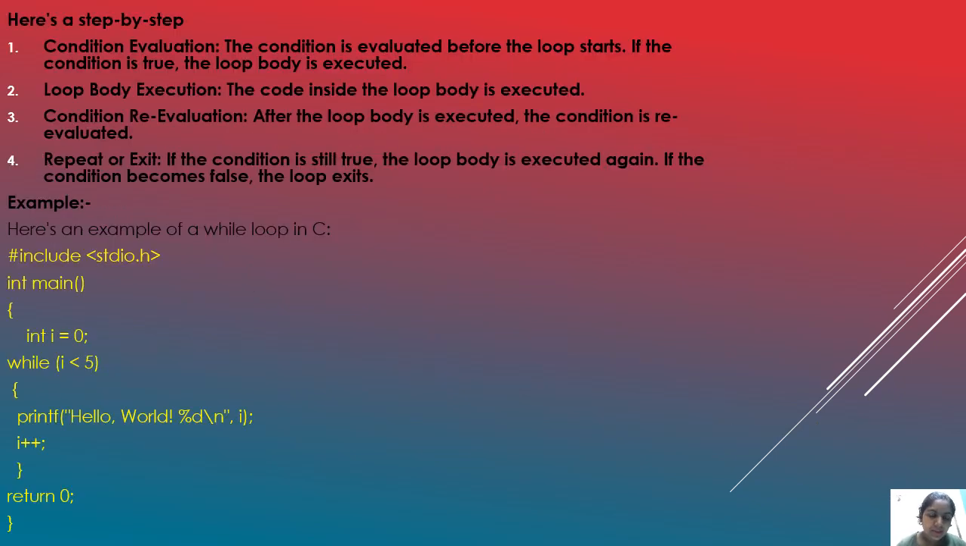Here's a step-by-step. Condition evaluation. The condition is evaluated before the loop starts. If the condition is true, the loop body is executed. Loop body execution. The code inside the loop body is executed. Condition re-evaluation. After the loop body is executed, the condition is re-evaluated. Repeat or exit. If the condition is still true, the loop body is executed again. If the condition becomes false, the loop exits. Example. Here is an example of a while loop in C.